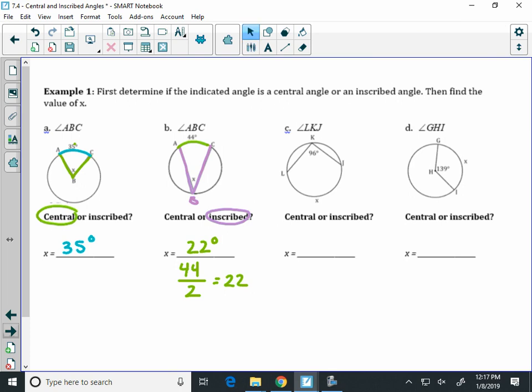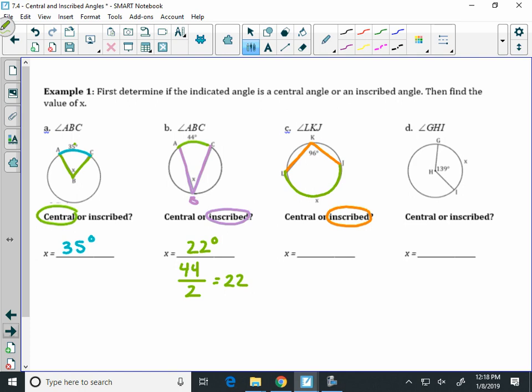If we take a look at C, we have LKJ. Is that central or inscribed? Inscribed. Why is it inscribed? On the circle, on the edge. So it's inscribed. Okay? We're going to go to x. Is x representing an arc or an angle? An arc. So here's the arc that's represented.